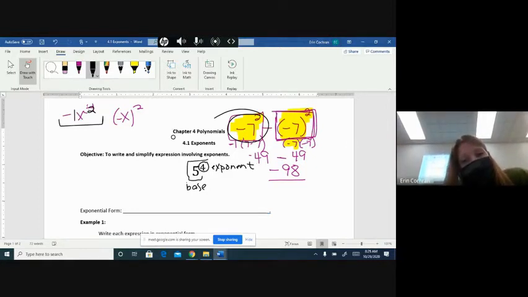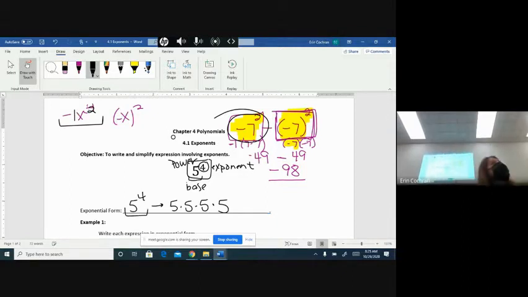And then 5 to the 4th is known as what? If I look at it as a whole, it starts with a P. How would I say 5 to the 4th power? So the whole thing is actually the power. Okay. The exponential form is like 5 to the 4th power. Which, what does that actually mean? 5 times 5 times 5 times 5. So the exponential form is the actual exponent form. Okay.